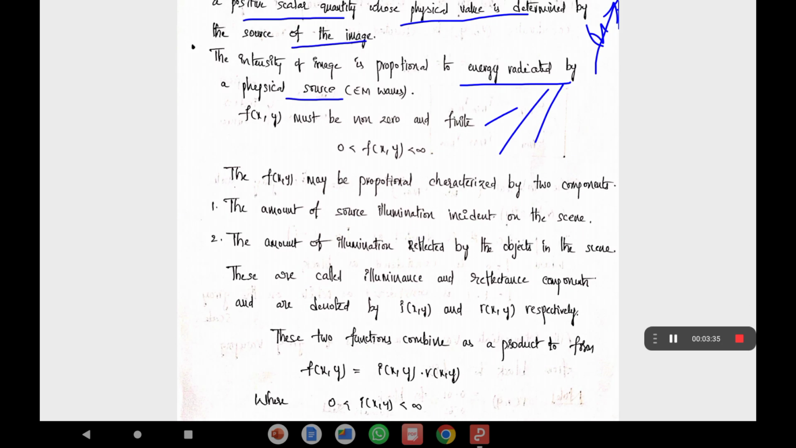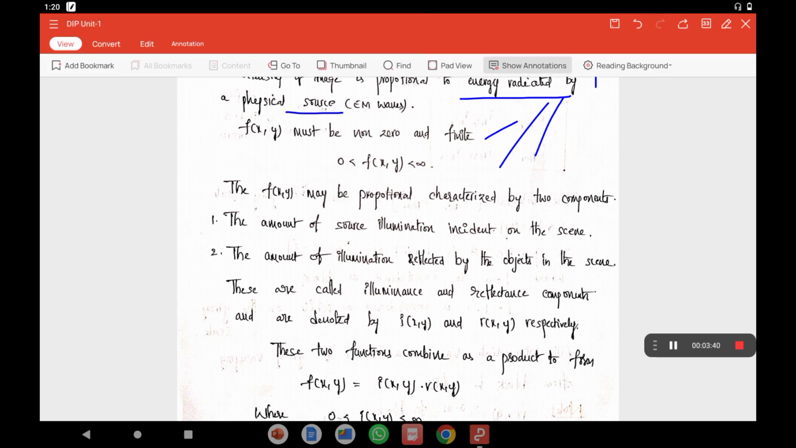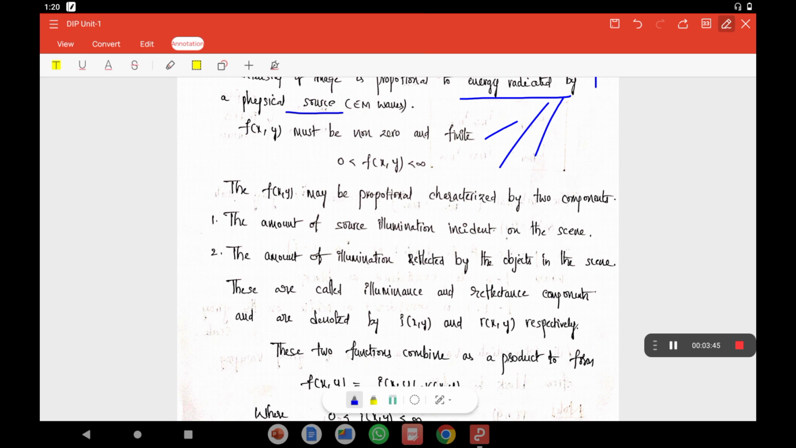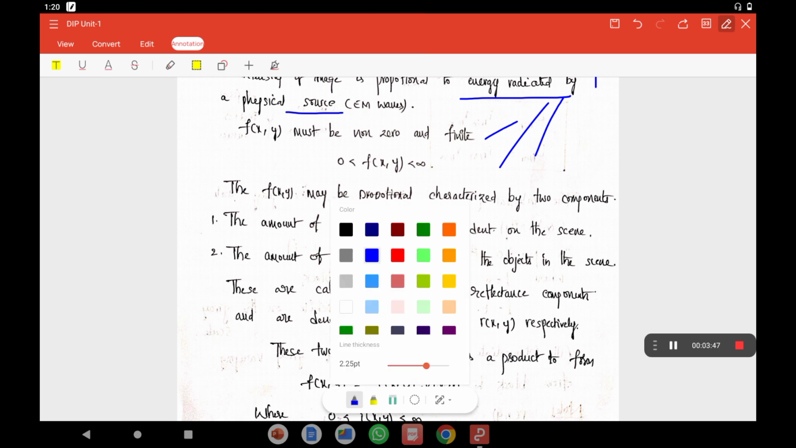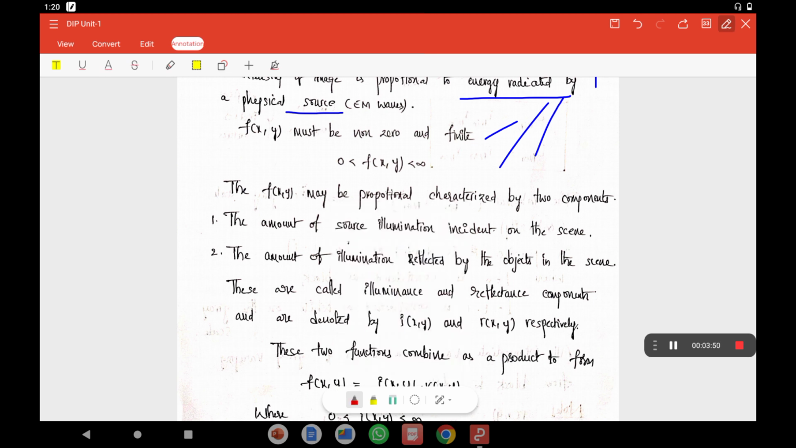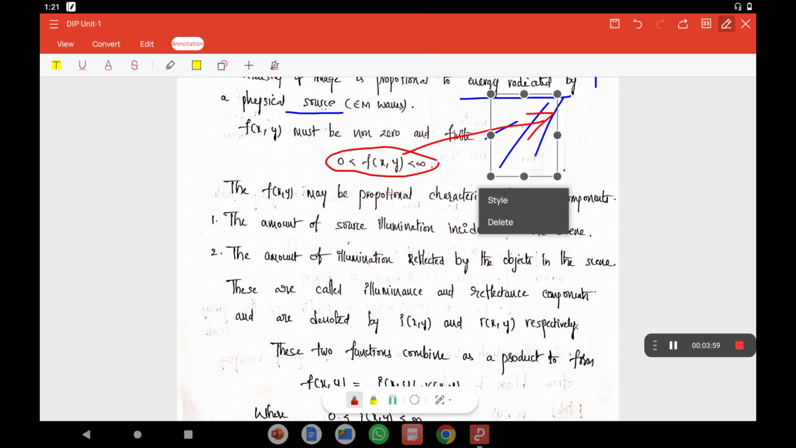As well, it must satisfy some properties, so let us see here. The first point is that f of x comma y must be a finite value, right? That means the function value's limits exist from 0 to infinity only. In between 0 and infinity, the f of x comma y value must be present, otherwise it is an infinite value. That's why it must be a finite value.